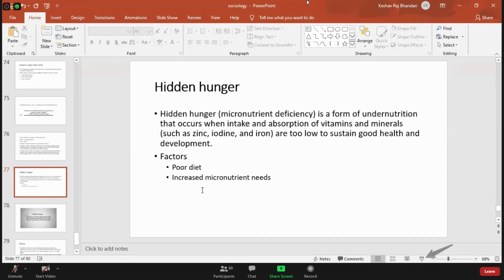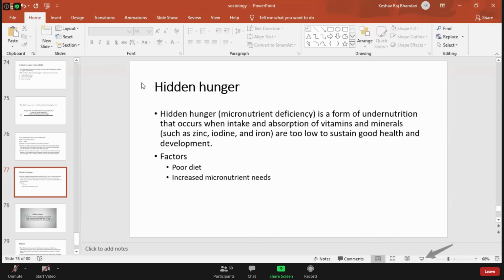Some of the factors which give rise to hidden hunger are poor diet and increased micronutrient needs, such as in pregnancy, adolescent children, and in lactating mothers. These are some of the times when there is increased demand of micronutrients, and if they are not fulfilled, then it gives rise to hidden hunger.